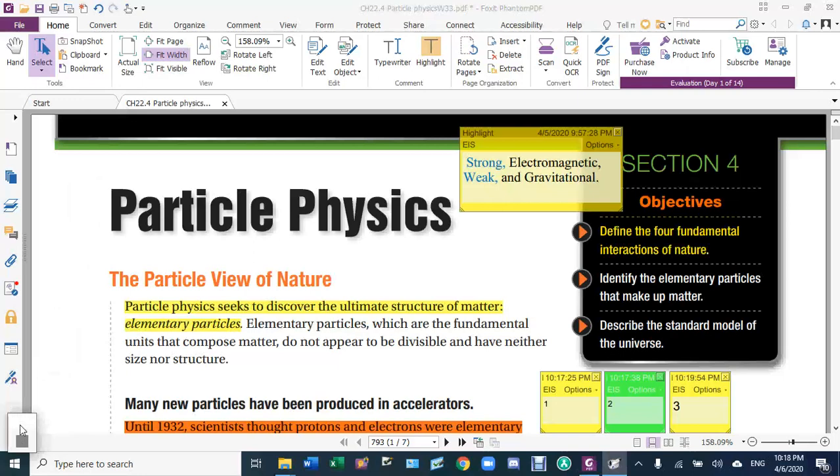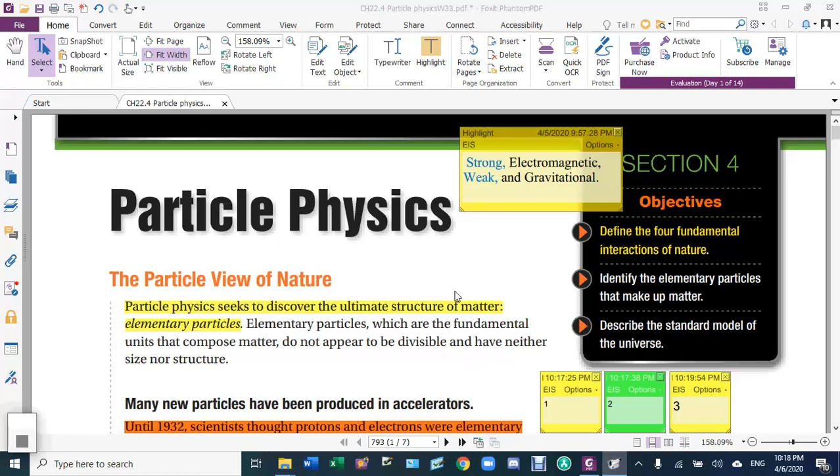Our lesson today, particle physics, chapter 22, section 4. In this section, we will try to achieve some targets. Number one, we will define the four fundamental interactions of nature: strong, electromagnetic, weak, and gravitational. The second target, identify the elementary particles that make up matter. The third, describe the standard model of the universe.